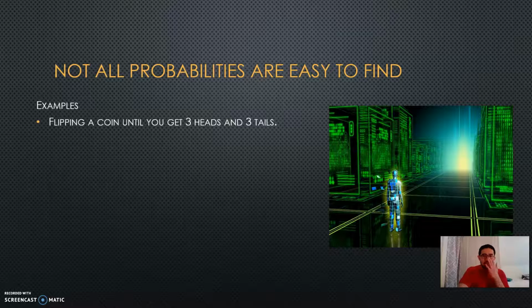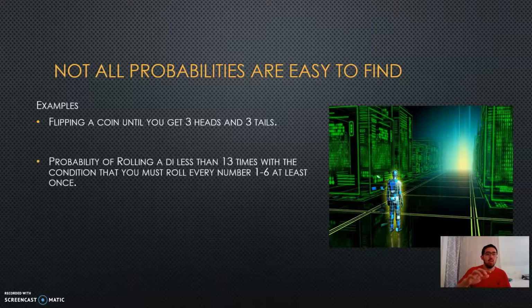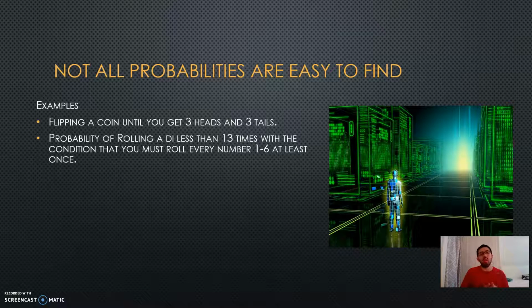It's actually not that hard to find, but I bet most of you in this class wouldn't know how to find that. Okay? So a simulation would be a very easy way of trying to determine that probability. Even harder, the probability of rolling a die less than 13 times with the condition that you must roll every number 1 through 6 at least once. Wow, that's an even more complicated situation. And that probability is quite hard to find.